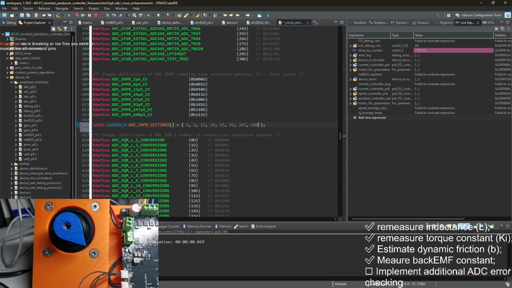So we can use these indexes to actually get the duration from this array. And why do we need this? So in braking or run free, you need to manipulate all command pins. No, phases can stay enabled. You don't need to disable them because you control braking by your PWMs as well.